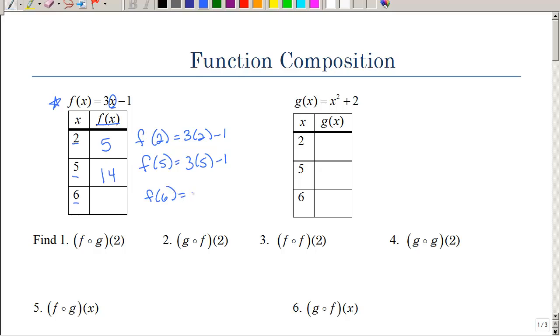And then we would have f of 6, 3 times 6 minus 1, which is 17. And over here we have g of x. So we would put 2 everywhere there is an x and do that calculation.